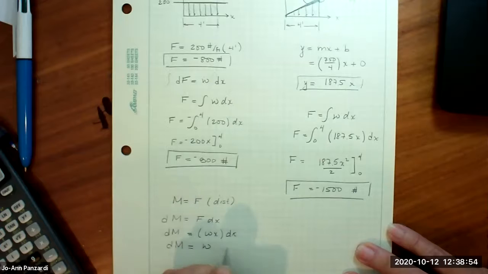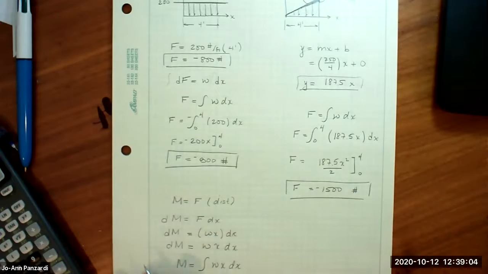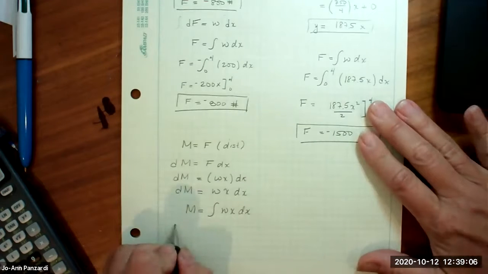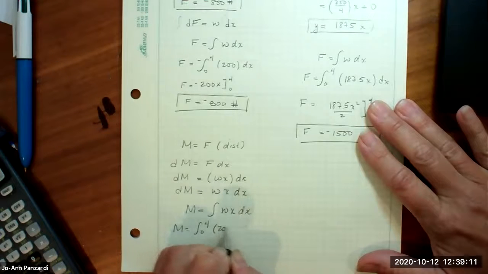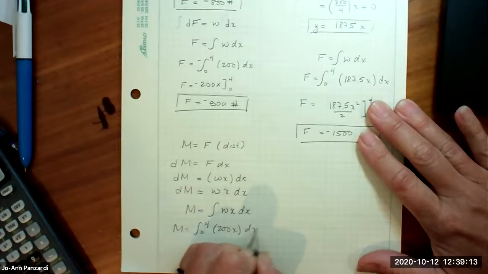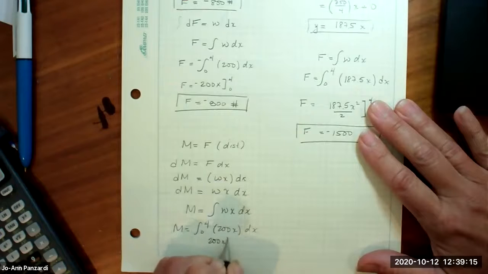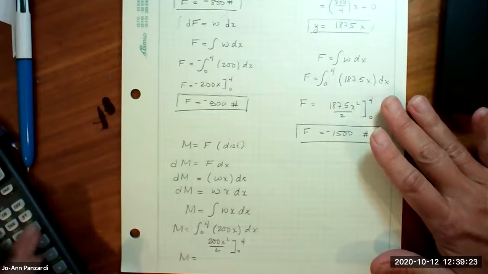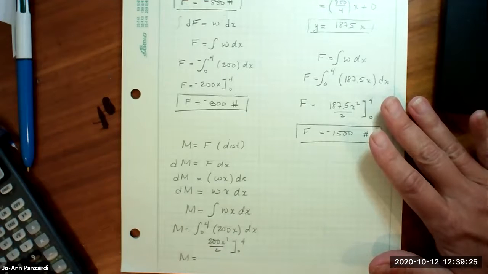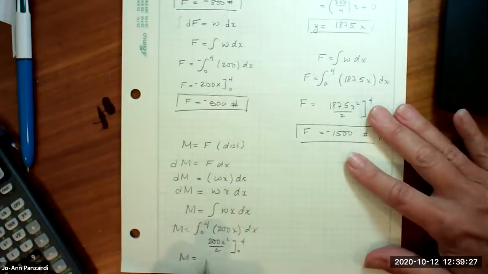Sorry, I forgot to put the Wx dx. So the moment is equal to the integral of Wx dx. In this particular case, the moment for this problem is the integral from 0 to 4, W is 200, x dx, so it's 200 x squared over 2 evaluated from 0 to 4, and the moment turns out to be 16 divided by 2 times 200, 1600.